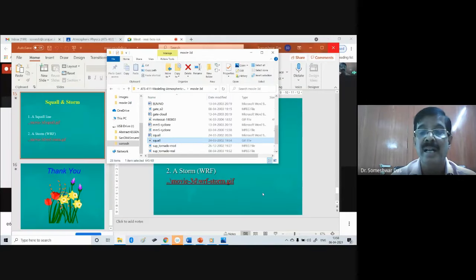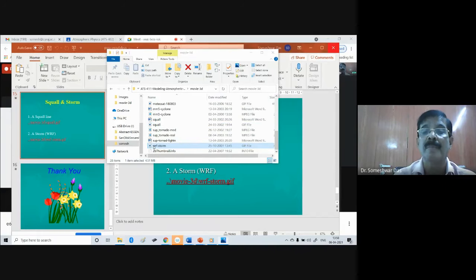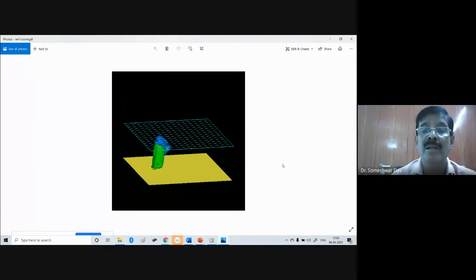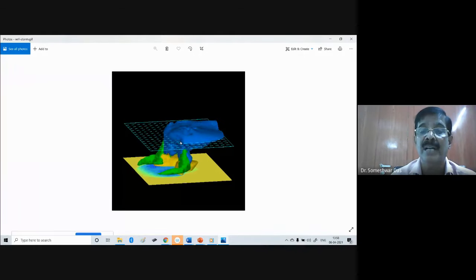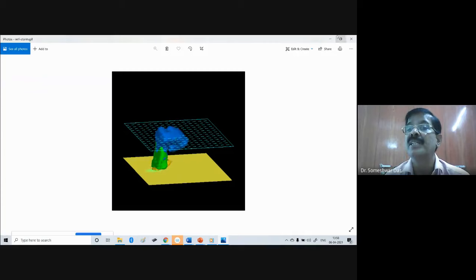And for the last example, I'm going to show you the three-dimensional WRF storm. I hope I can find it. Yeah, I think this one. This is also a GIF file, so no problem. So this shows how a thunderstorm is simulated using a WRF model, and it shows the three-dimensional pattern of the cloud hydrometeor profiles simulated by the WRF model. Okay, I'm going to stop this now.